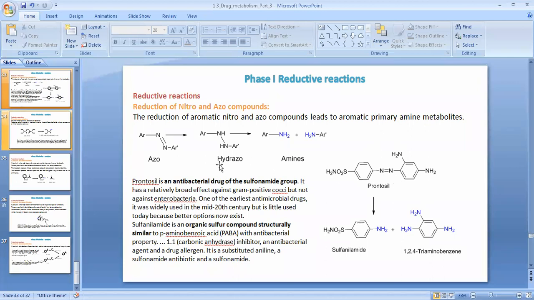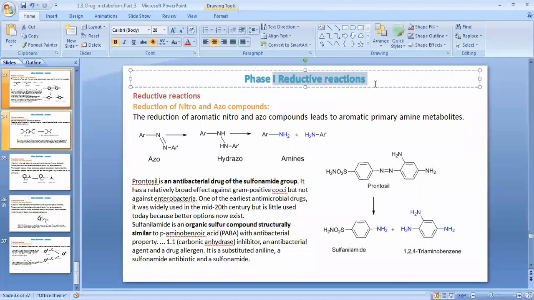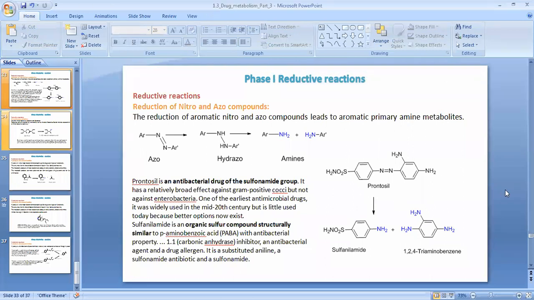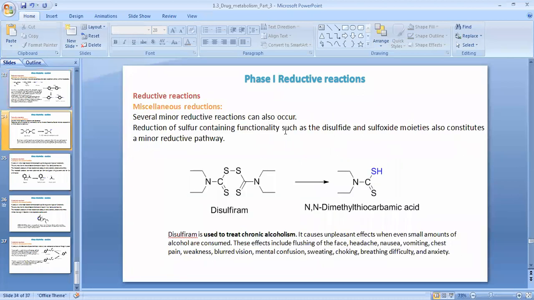Which mechanism? Prontosil is converted into its hydrazo derivative, and later on it is converted into its amine derivative, that is sulfonamide. So here they are going to break this particular structure with the help of a bioreductive enzyme. This bioreductive enzyme will convert this azo compound into its primary amine derivative, that is sulfonamide.